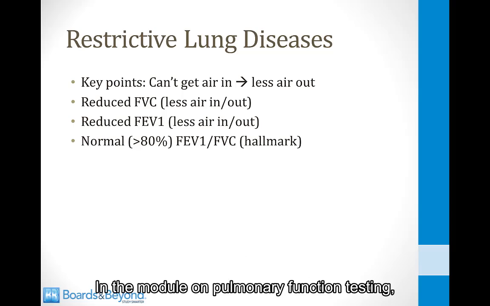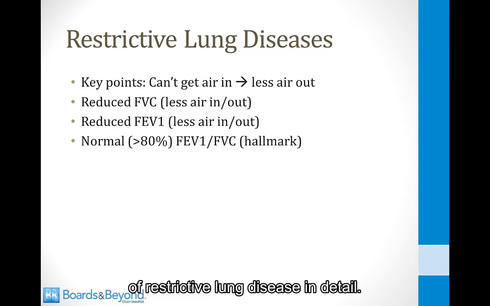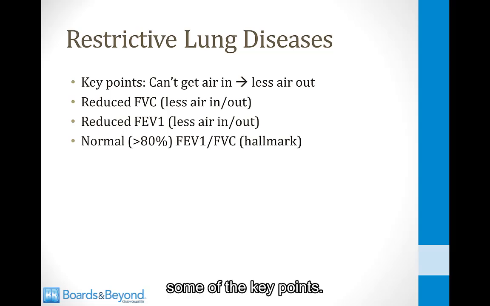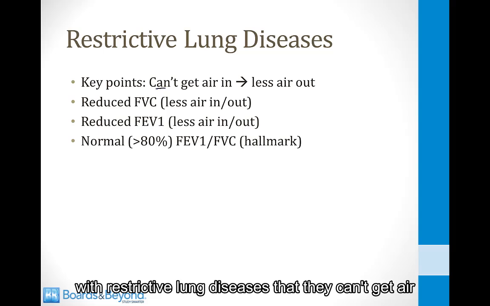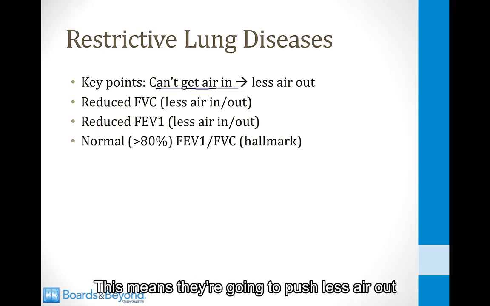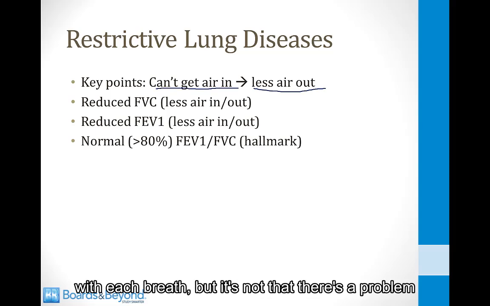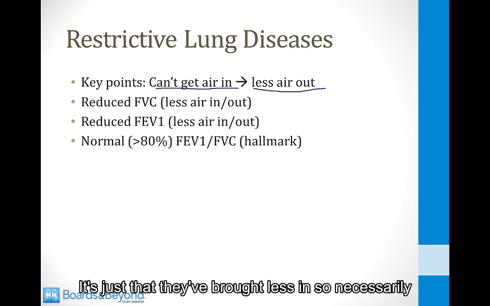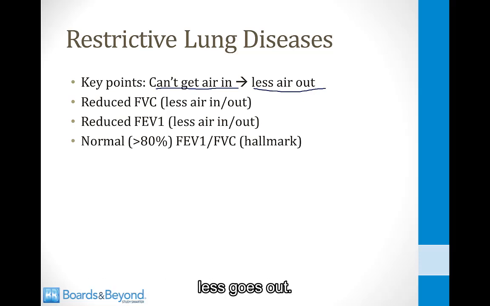In the module on pulmonary function testing, I talked about the pathophysiology of restrictive lung disease in detail, but just by way of review, let me highlight some of the key points. The primary problem in patients with restrictive lung disease is that they can't get air into their lungs. This means they're going to push less air out with each breath, but it's not that there's a problem with the mechanics of getting air out, it's just that they've brought less in, so necessarily less goes out.